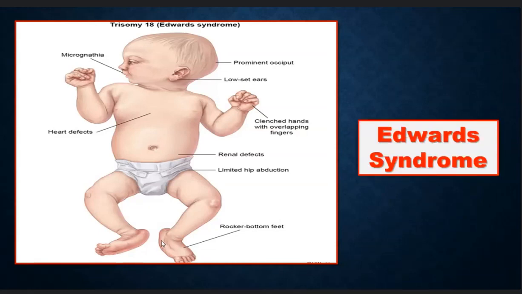Now, what about the mentality, or the intellectual dysfunction, in those patients? Of course, they have severe intellectual dysfunction. But before this, we will talk about the internal abnormalities that can be seen in patients with Edwards syndrome. Starting from the heart, they have either VSD, ASD, or PDA.